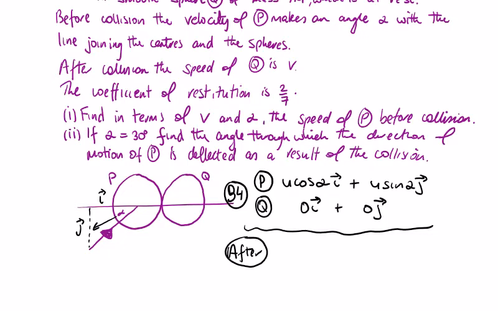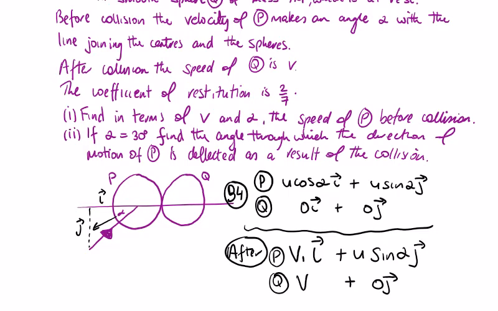What about afterwards? We know that afterwards, the only thing that changes is the I, the j doesn't change. So for P, we're going to have V1 in the I direction, which we don't know. The j direction is not going to change. And for Q, the j direction is not changing, and we have a velocity for I, we'll call it V2.